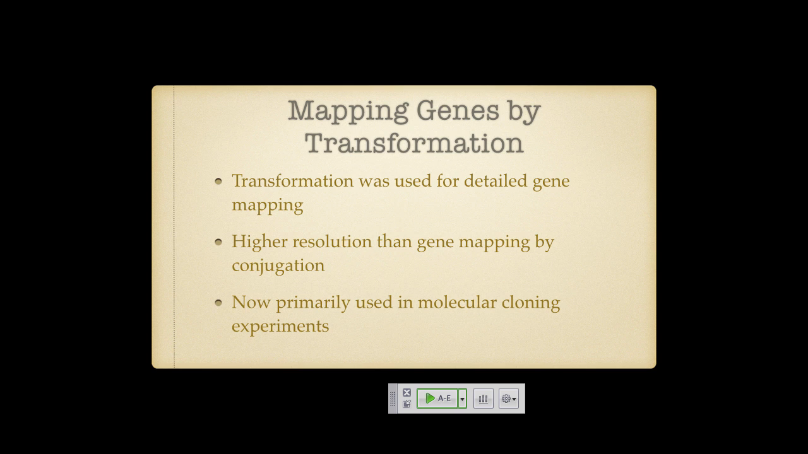Early on, probably in the mid-1900s, transformation was used as a way to do fine structure mapping of genes in E. coli. This conjugation is still rather crude. We're not going to go into this. I just want you to be aware of it because it's now pretty much irrelevant because of genomic sequencing.